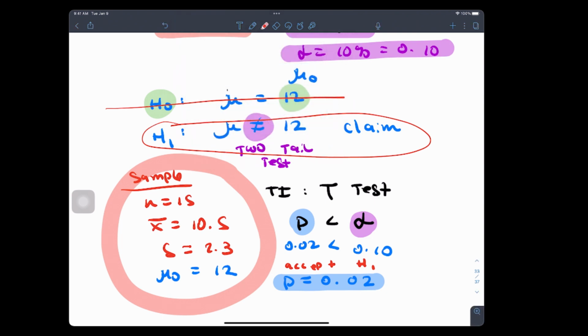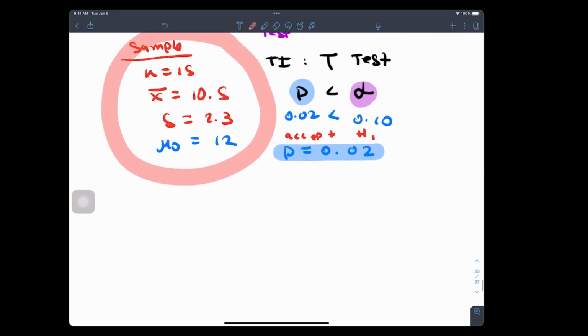Happens to be the claim. So what's your formal conclusion? The sample supports the claim. So ladies and gentlemen, I'm going to share with you guys something in case you didn't know. Okay. Sample supports the claim.